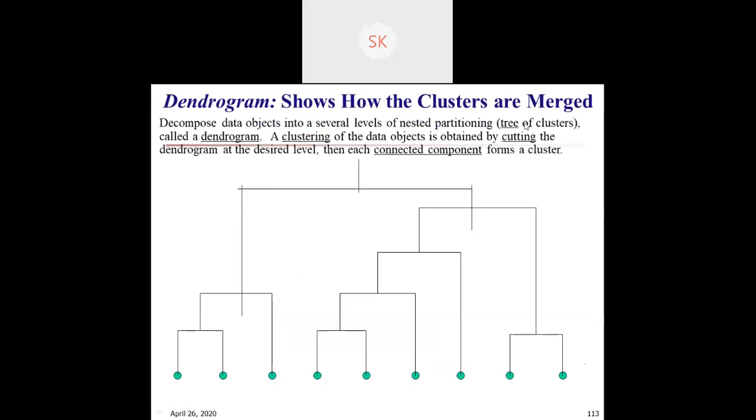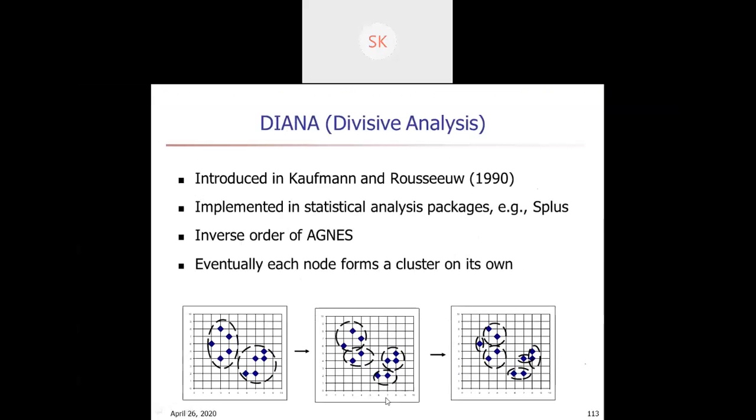The graph shows how clusters are merged. It decomposes the data objects into several levels of nested partitioning, called a dendrogram. Clustering of the data objects is obtained by cutting the dendrogram at the desired level, and each connected component forms a cluster. So all the points at the bottom are considered as individual objects. They are merged together with respect to their similarity.